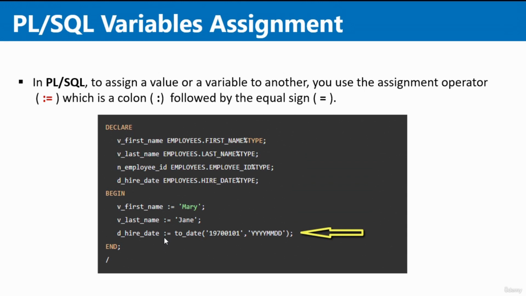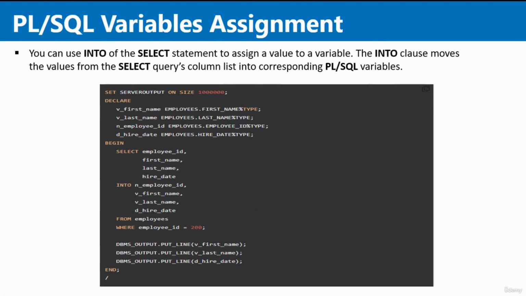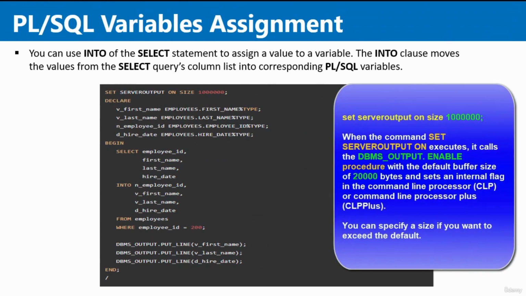So basically what this is going to do is assign this function, which is called to_date, and this is the value of the function. We are going to assign this to this variable called d_hire_date. You can use SQL statements inside your PL/SQL block.